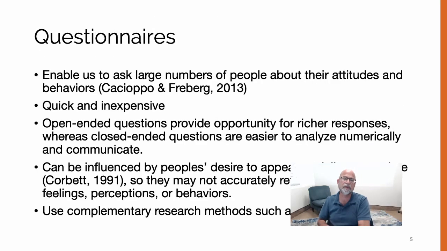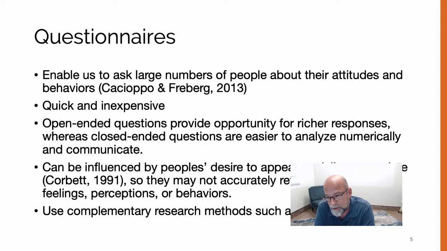Let's talk about a few of these methods that are usually considered quantitative, and they're quantitative because you can apply numbers to them to make decisions. An example of that is questionnaires. Questionnaires have a lot of benefits. They have some downsides too, and I want to discuss both of them. Questionnaires enable us to ask a large group of people about their attitudes and behaviors and get that information relatively quickly and inexpensively. Open-ended questions in a questionnaire provide an opportunity for rich responses.